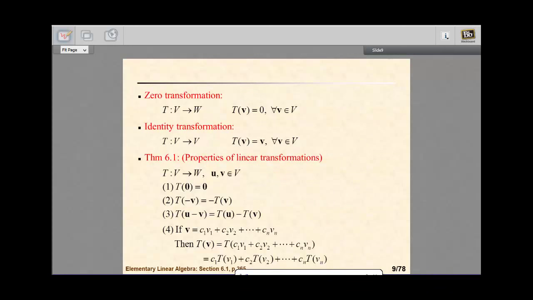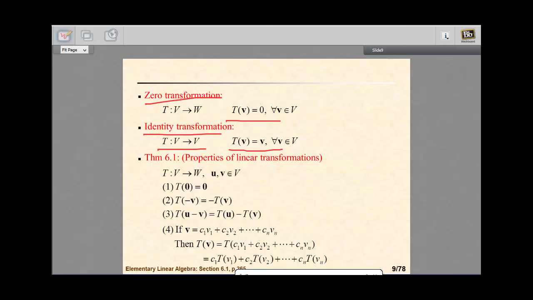So next one is the zero transformation. Zero transformation means whenever we have a transformation from V to W such that the transformation of v is equal to 0, it is called a zero transformation. Similarly, next one is the identity transformation, meaning whenever we have a transformation from V to V such that the transformation of v is equal to v, it is called an identity transformation.